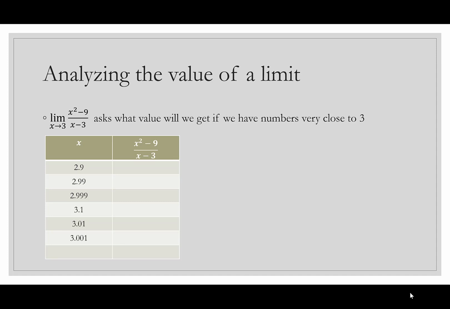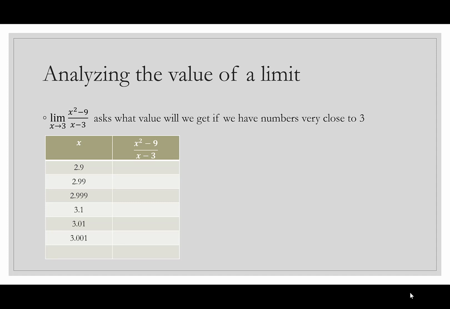This is asking us to find the value of x squared minus 9 over x minus 3 for numbers really close to 3. And it's important to think about this, that we can't just plug 3 in here. If we try to plug 3 into x minus 3, we would get 0. And we know we can't divide by 0. So this is why we're not just going to plug in 3 and see what we get.